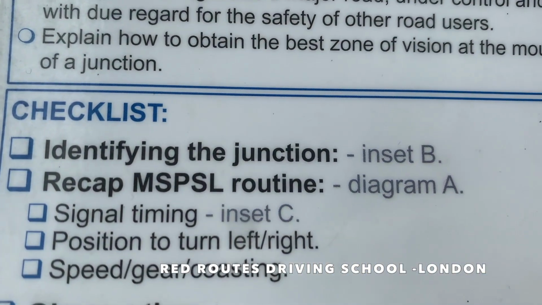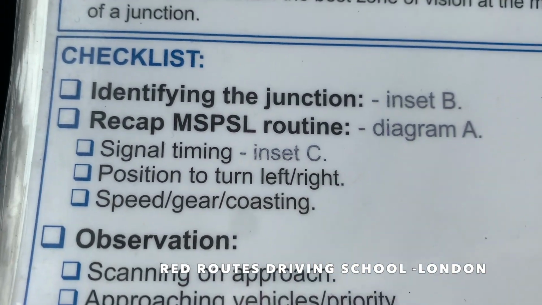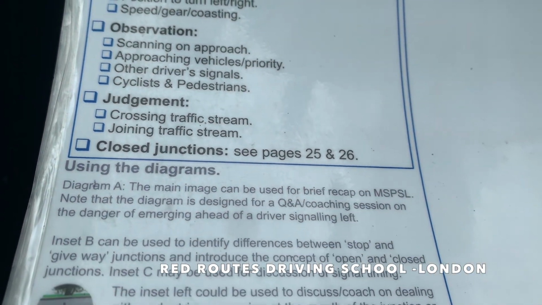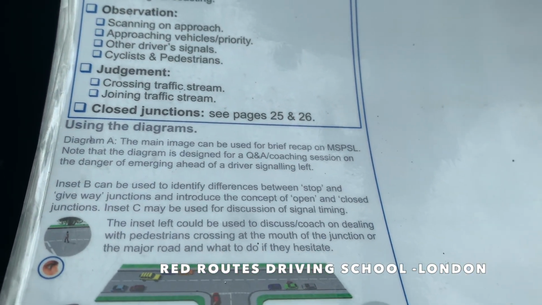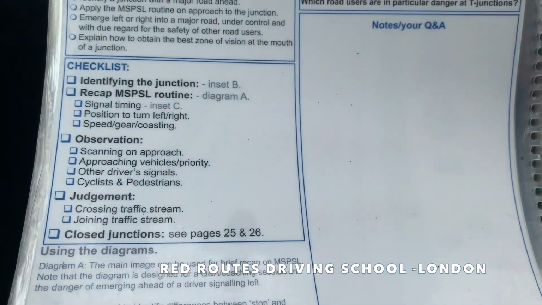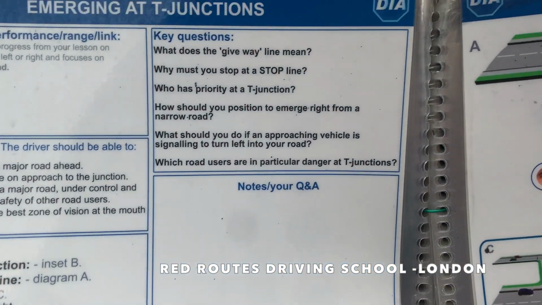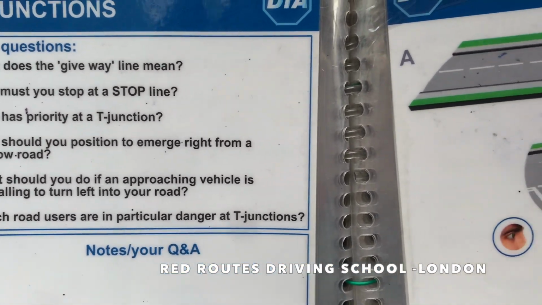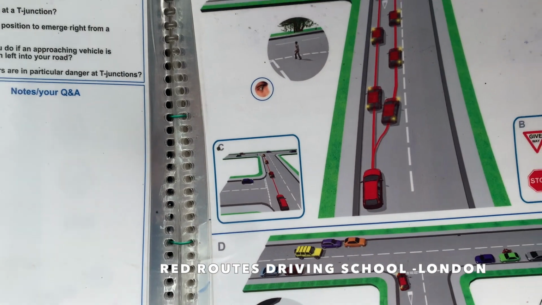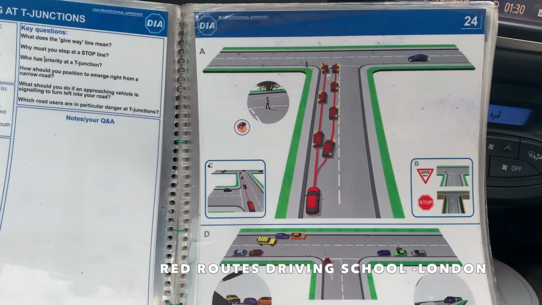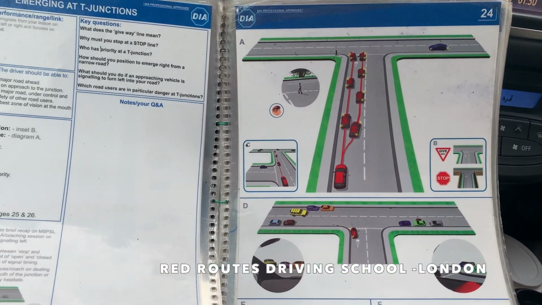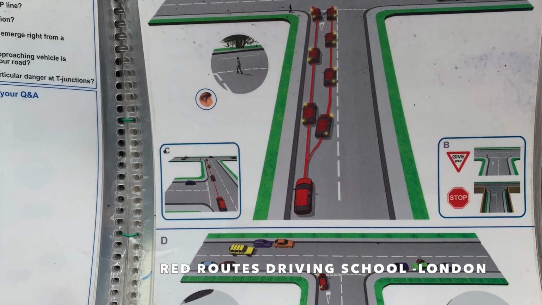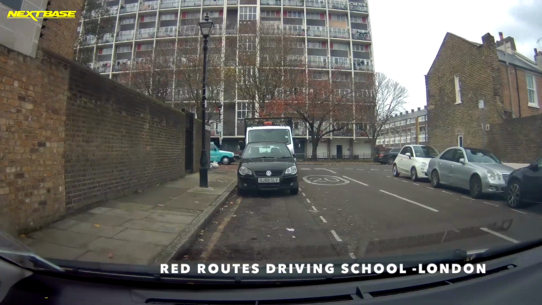So today our lesson is T junction, turning left, turning right. I will show you here the MSPSL routine. You can use this at a T junction. Before we use the MSPSL routine, this is the picture I will show you here. This picture shows the T junction. So we are approaching a T junction, turn left or turn right.